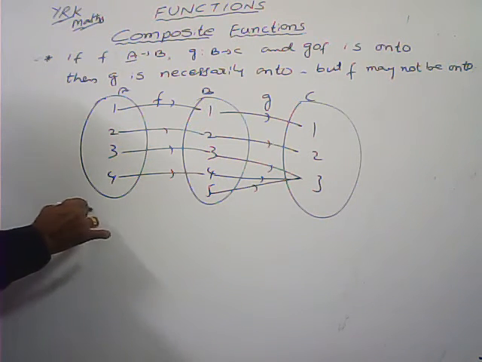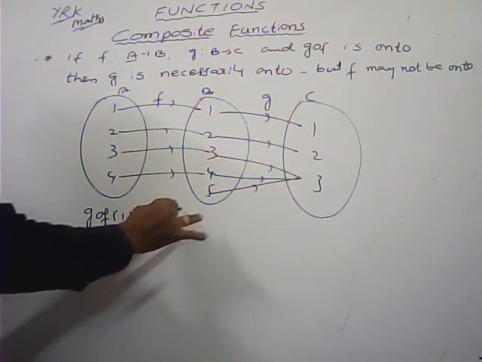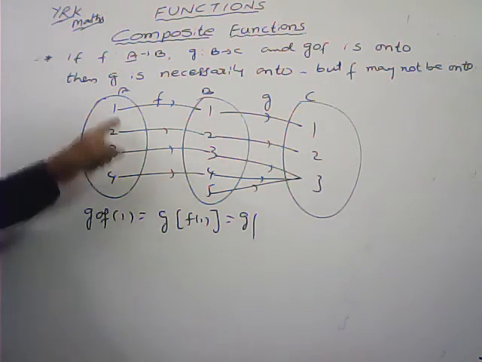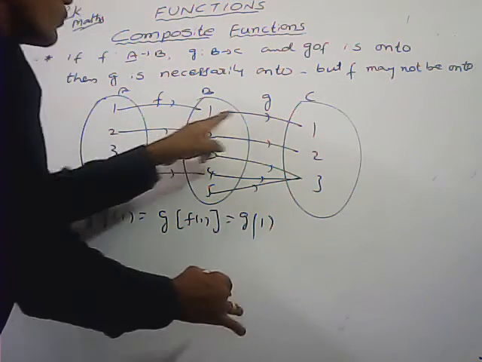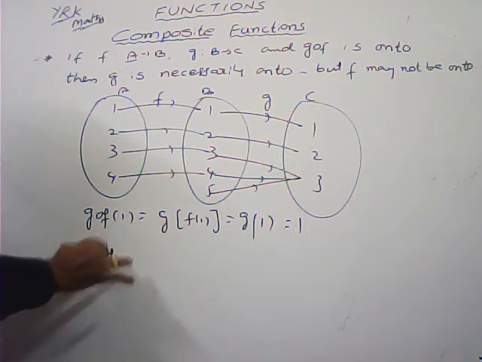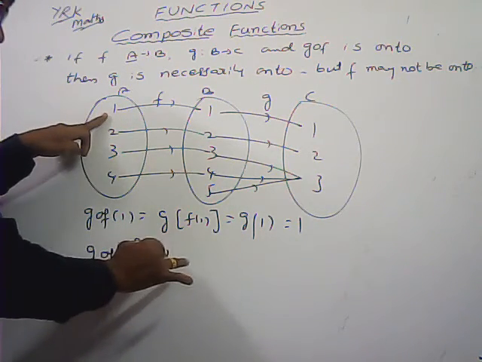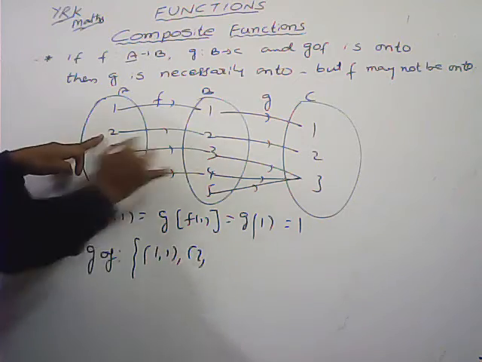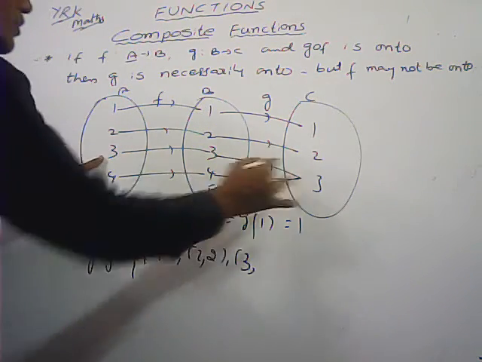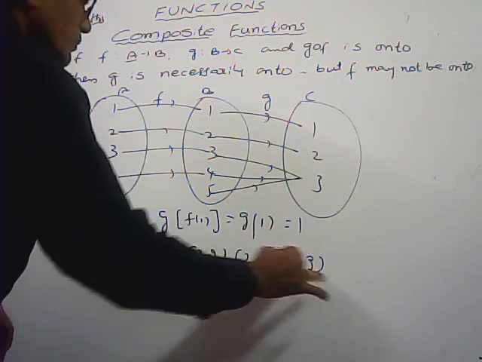Now here we can write G circle F. What is the domain of this one? 1. G of F of 1, that is equal to G of, what is the image of 1 under F? That is 1. G of 1 is equal to 1. Like that, for the remaining also I am writing here. G circle F: by taking 1, 1. By taking 2, 2. By taking 3, 3. By taking 4, 3.